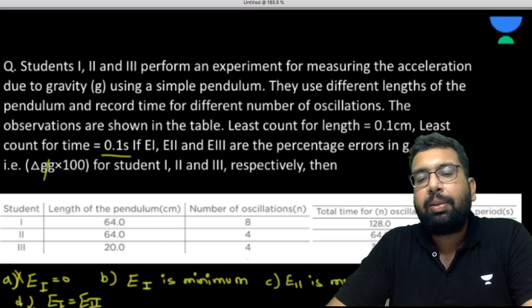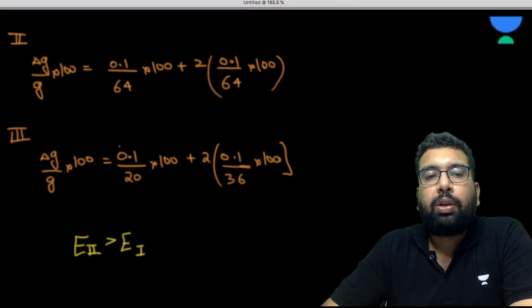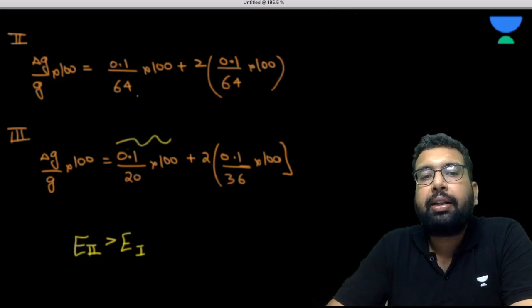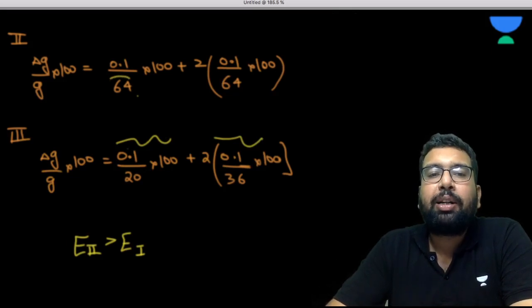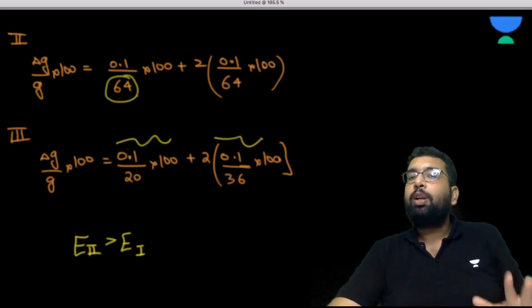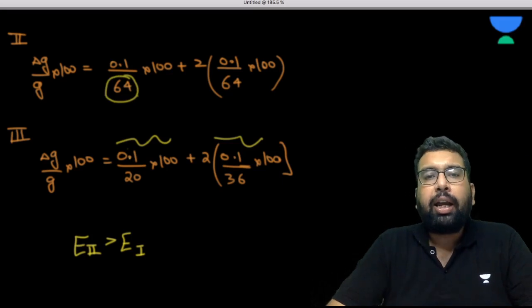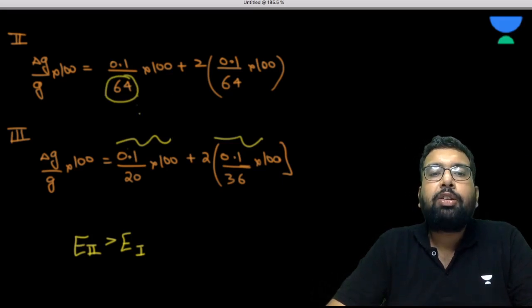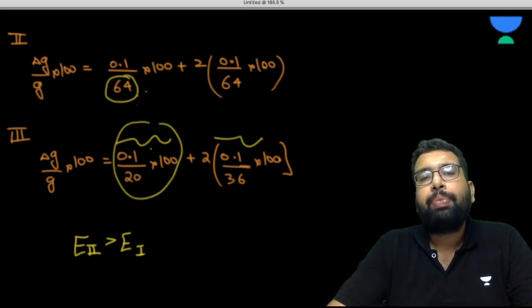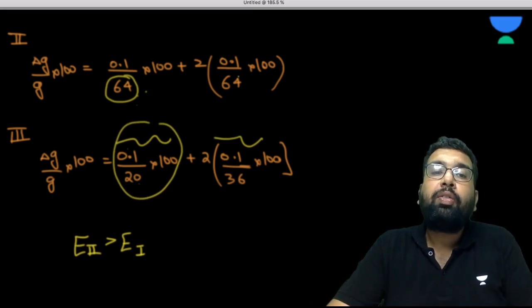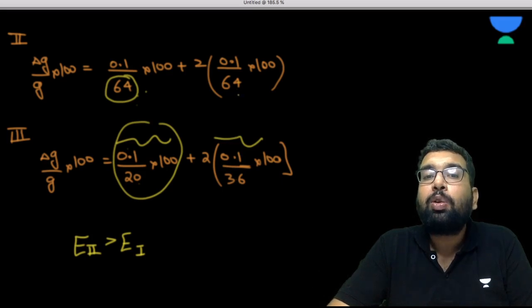Okay. Now, is E1 minimum or not? For that, we have to see E3. Now, see this part. Definitely this part is greater than this part, and this part is also greater than this part. Don't you feel so? Or if you find this difficult, you can go for the calculation. But using a little bit of mathematics, here it is 0.1 by 64, and there it is 0.1 by 20. So this part is obviously greater. Similarly, here it is 0.1 by 64 and here it is 0.1 by 36. So definitely this part is also greater than this part.